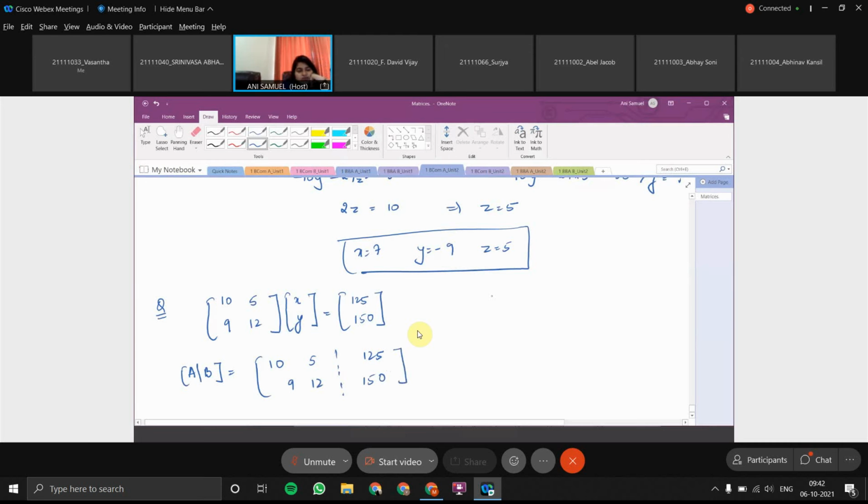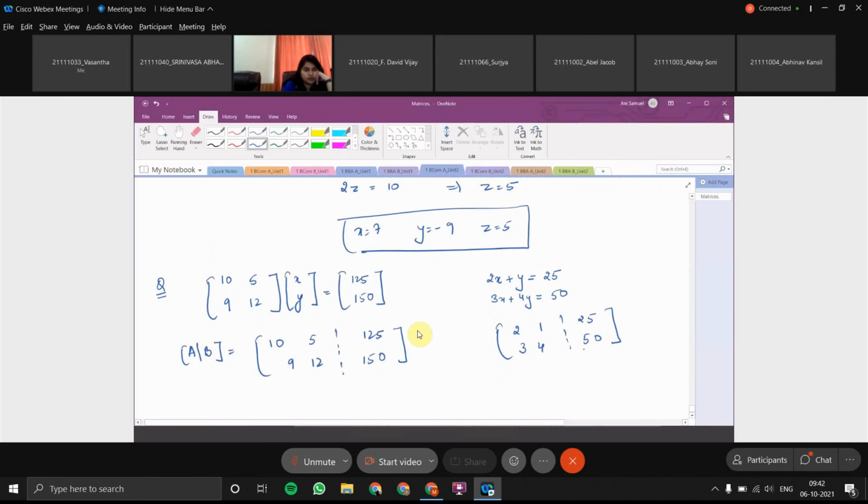Or at the first place only, you could have done this way. It would have become better. It is 10x plus 5y is equal to 125, no? So it could have been 2x plus y is equal to how much it is? 25, right? And this is 3, it will go, no? So 3x plus 4y is equal to 50. So your augmented matrix reduces to 2, 1, 25, 3, 4, 50.